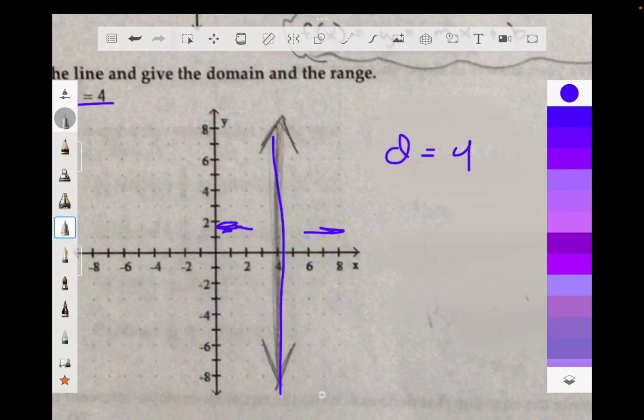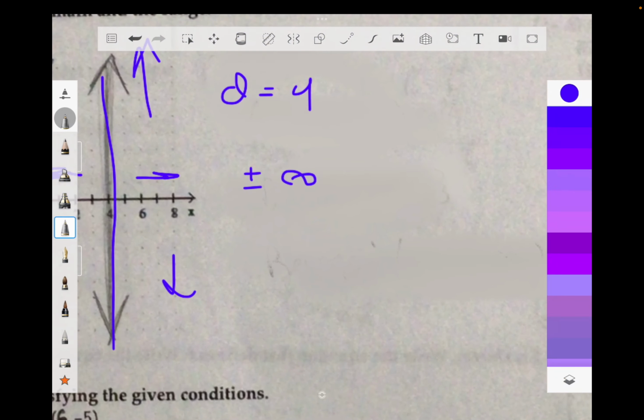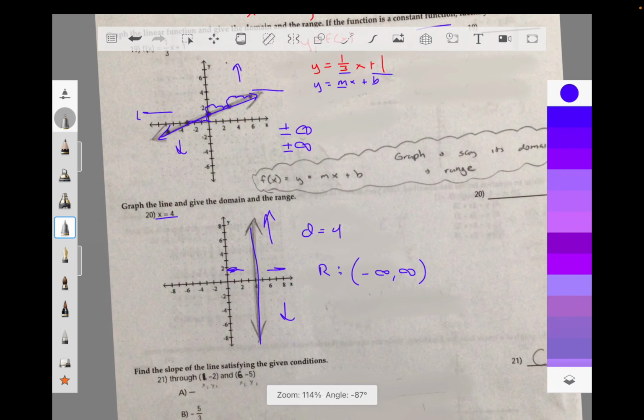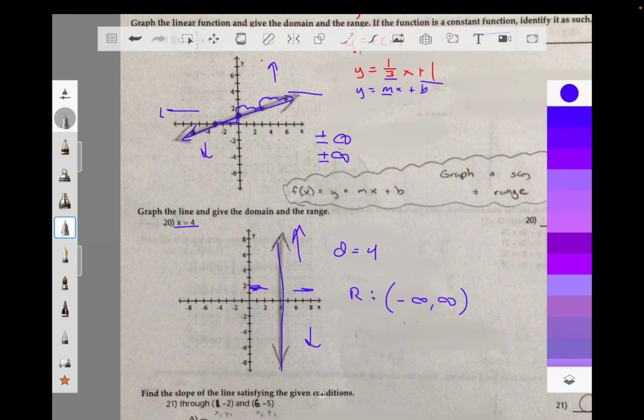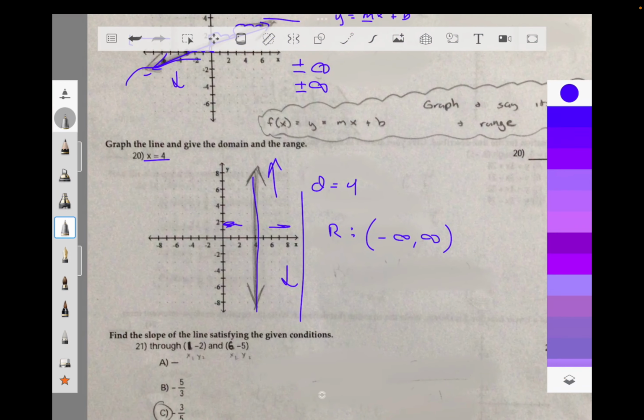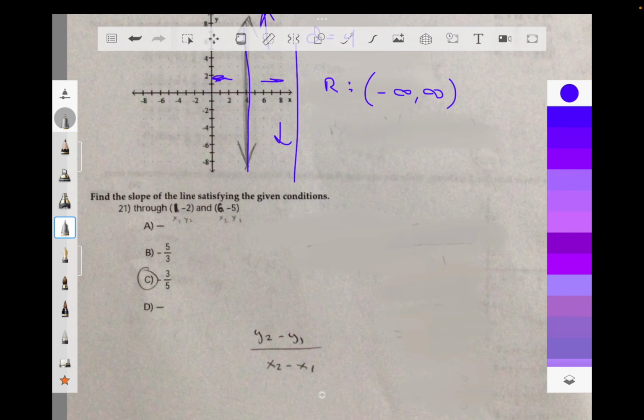And then the range, it goes infinitely up, infinitely down, so I guess I could write it out. Range is negative infinity, positive infinity. Is it constant? I think so, because it's not changing like this one where there's an incline. This is just straight. It's straight. Don't worry about it.